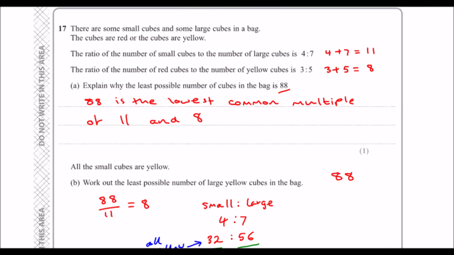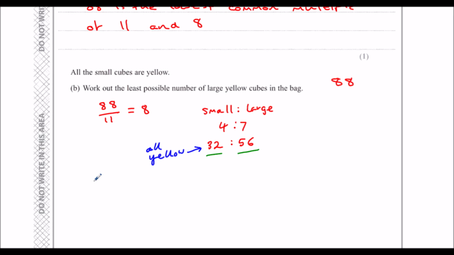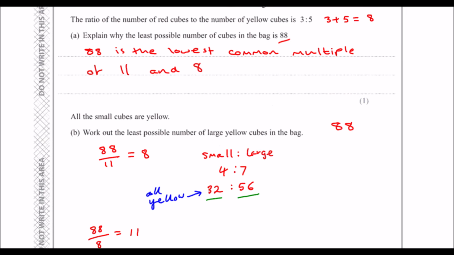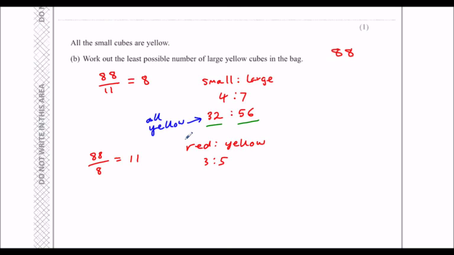How about the red and yellow cubes? So there are 8 parts. So 88 divided by 8. Each part's worth 11. So this is red to yellow. The ratio is 3 to 5. Each part is worth 11. So 3 11s and 5 11s. 33 to 55. So in total, we've got 55 yellow cubes.